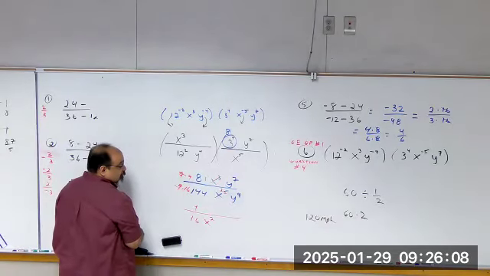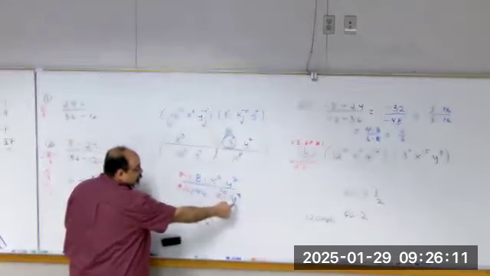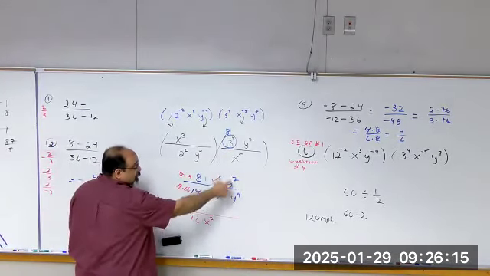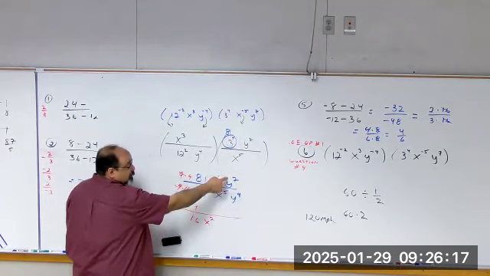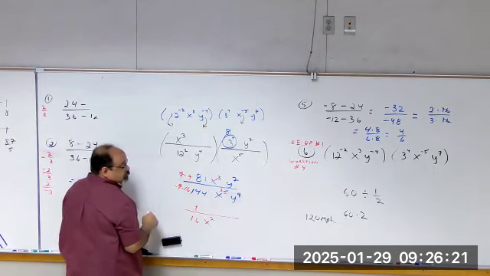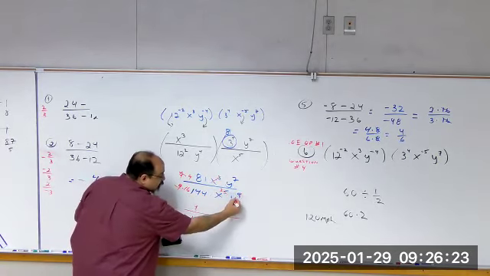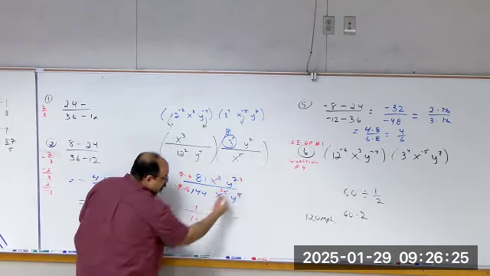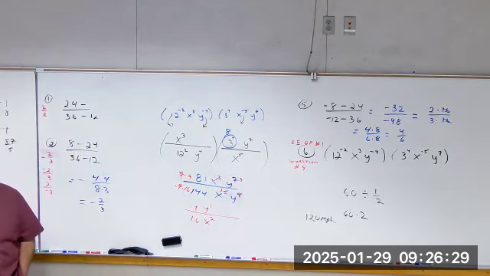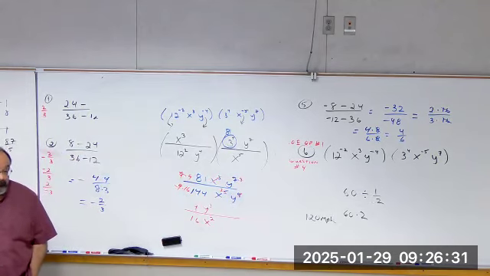And now you handle the y's. Y to the 7th over y to the 4th. Whichever exponent is bigger, that's where y will end up. The numerator has a bigger power. How many more is 7 versus 4? So y to the fourth goes into y to the seventh, leaving a y to the third in the numerator. Everything that can reduce has been reduced.